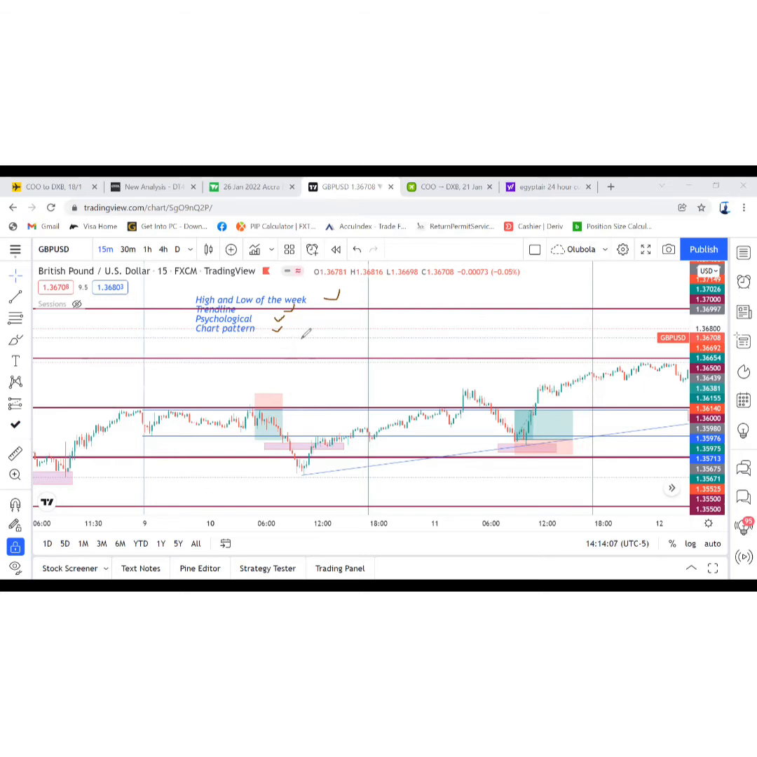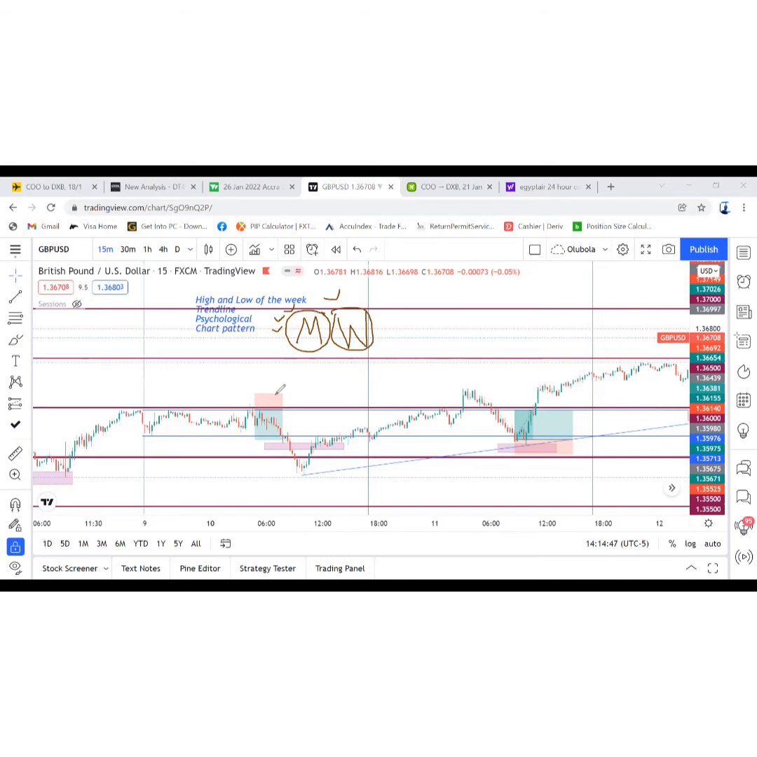This chart pattern, mostly I trade M pattern for sell signal and W pattern for buy signal. So whenever I see the market in this area of my psychological level or high and low or trend line, then I will be waiting for a chart pattern to form. If an M pattern forms, then I will be selling. And if a W pattern forms, then I will be buying.